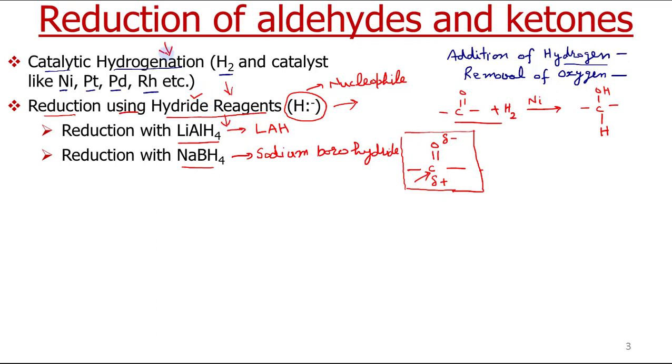The overall reaction here is also the same: C double bond O with H negative. This H negative can come either from lithium aluminum hydride or sodium borohydride. It will give you C(OH)H, an alcohol. So if it is an aldehyde, we will get a primary alcohol; if it is a ketone, we will get a secondary alcohol. We will see in our next slides.